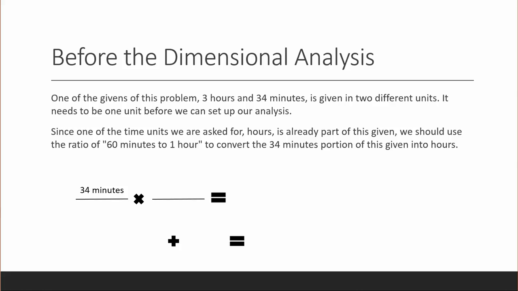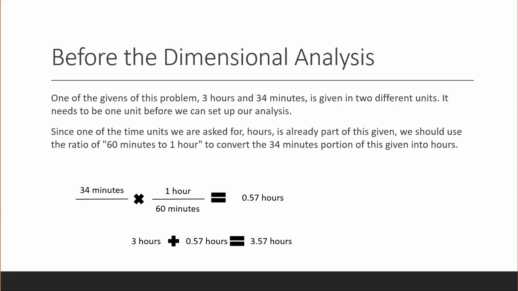So 34 minutes times 1 hour over 60 minutes, which is a ratio that you can find either in your textbook or by Googling it. Usually on a test, your professor will just expect that you know this. Then we multiply in our calculators to get 0.57 hours. Then we need to add the 3 hours to the 0.57 hours to get our final number we will use for calculations for the remainder of this problem, which is 3.57 hours.